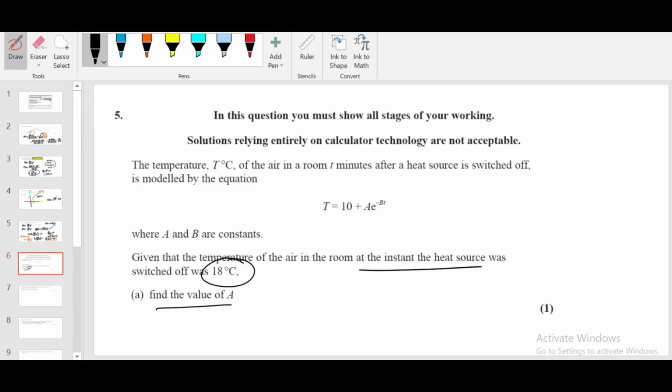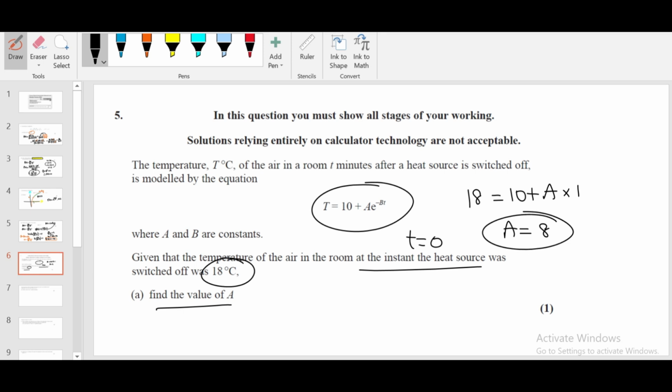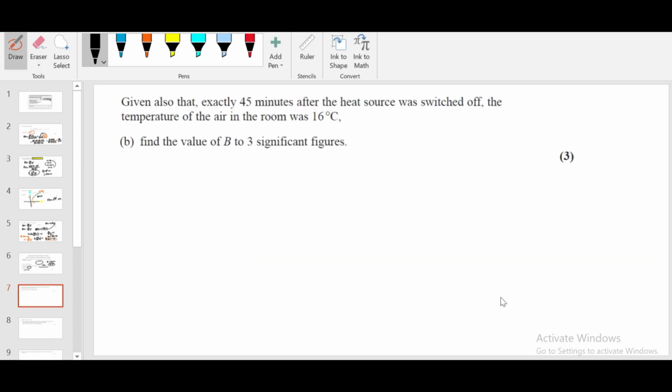That means basically when time is 0, temperature is 18. Sub in here: 18 is equal to 10 plus a e power 0. e power 0 is 1, so a is equal to 8. It's just one more mark. Let's move on to part B now.